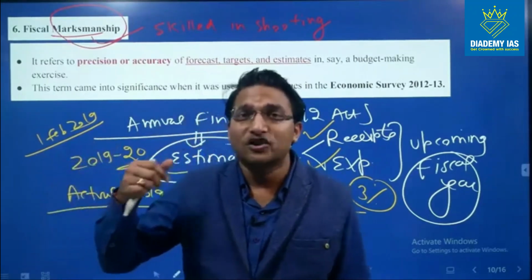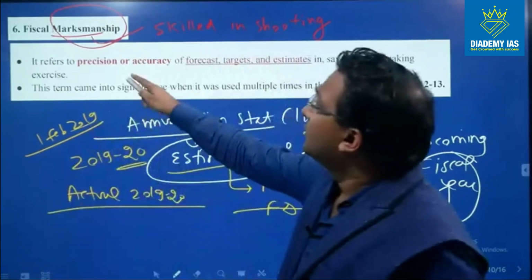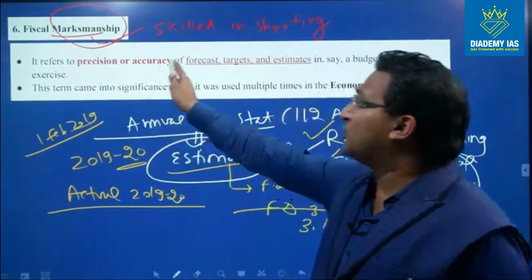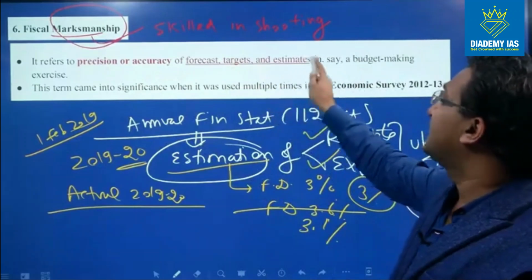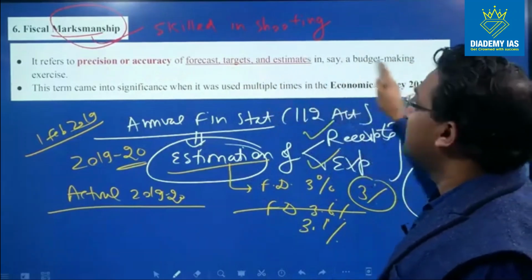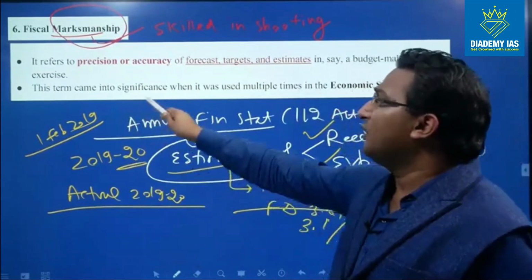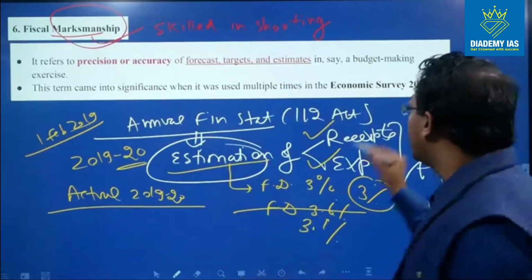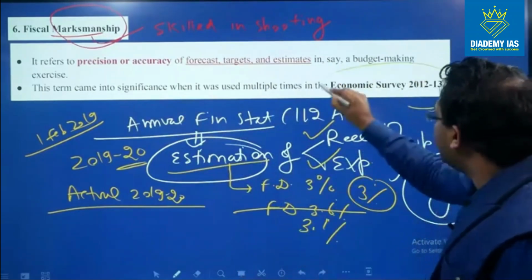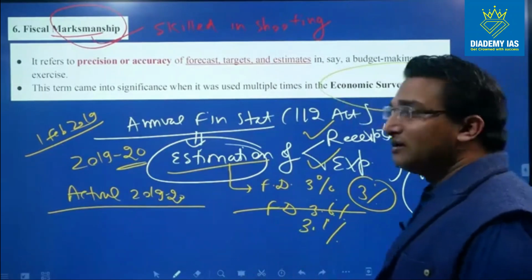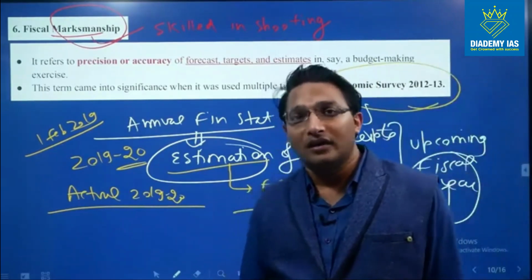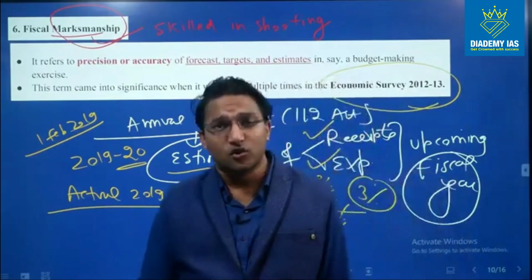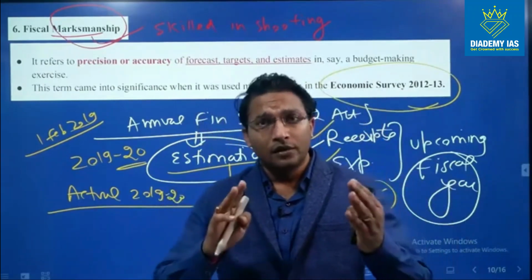So fiscal marksmanship refers to the precision or accuracy of forecasts, targets and estimates in, say, a budget making exercise. The term came into significance when it was used multiple times in the Economic Survey 2012-13. So the first time it was primarily used was in the Economic Survey 2012-13. And why was it used at that point of time?